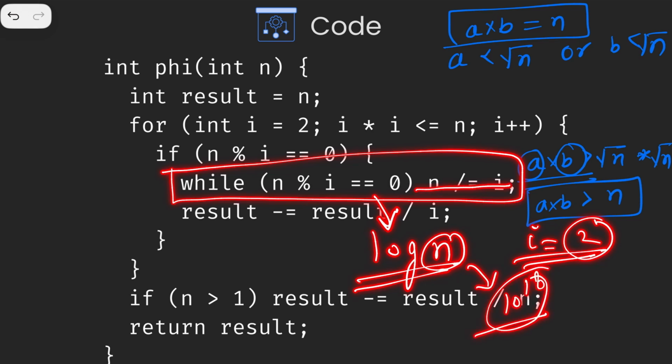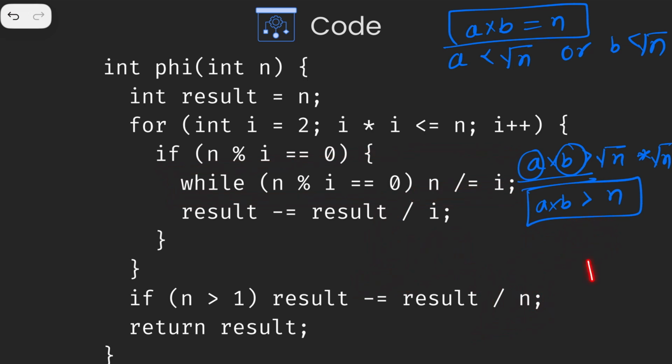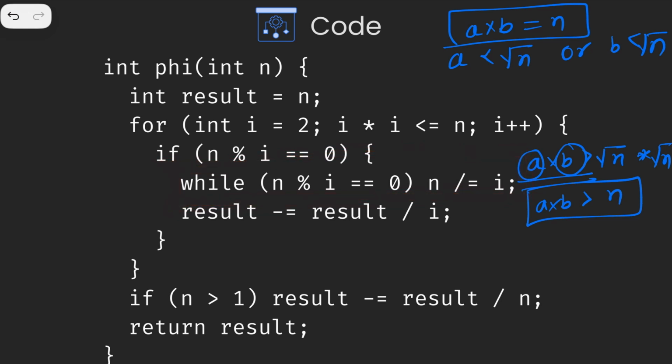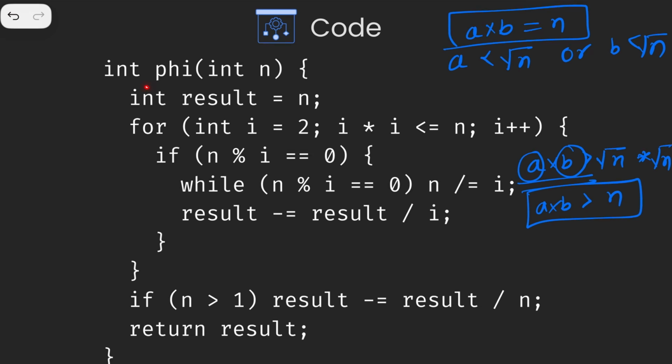Still, we are removing 2 every single time. That means this can go up to only 60 iterations. Then that n will be reduced to 1 and this condition will break. So this will run a very small number of times. So ultimately the time complexity is just root n for this entire algorithm. I hope this makes sense. So now we have the final code. This function will give you the direct answer for phi of n.